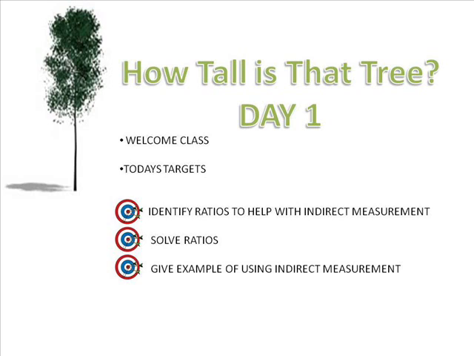So let's talk about what we're really trying to hit the bullseye with. We're trying to identify ratios to help with what we call indirect measurement, and that's exactly what we're doing with the tree. We're indirectly measuring it. We are going to solve some ratios, and we are going to give examples of how we might use indirect measurement in our everyday life.